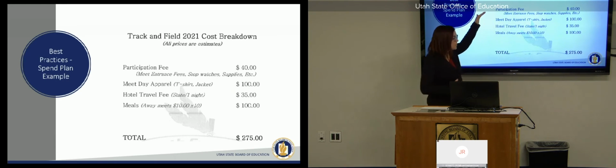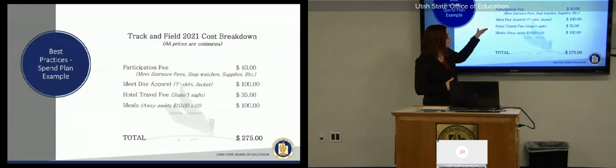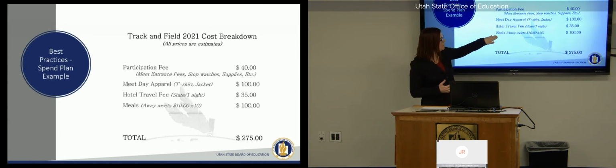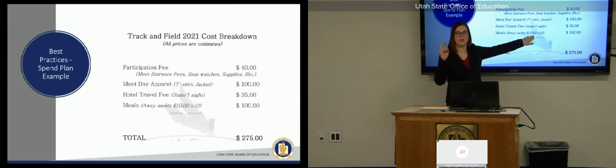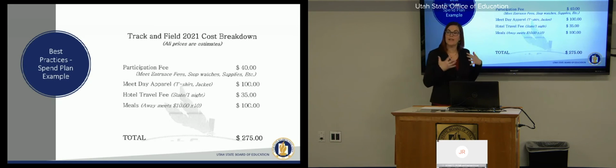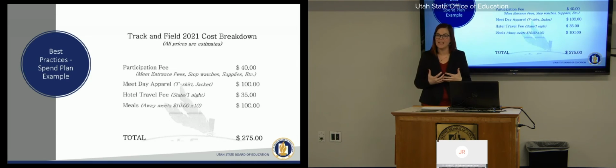So we have their participation fee, which they noted on the fee schedule. They have their apparel, their travel, and their meals. The spend plan is the portion that gives you that transparency. This is what a parent can look at and say, do I agree with this or not? And they can put forward their approval or disagreement in those public meetings.